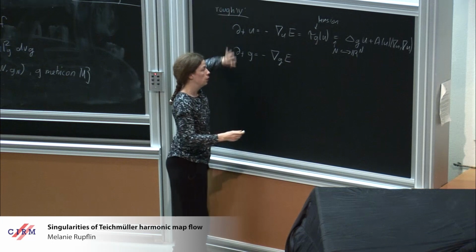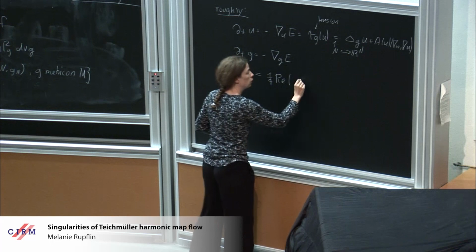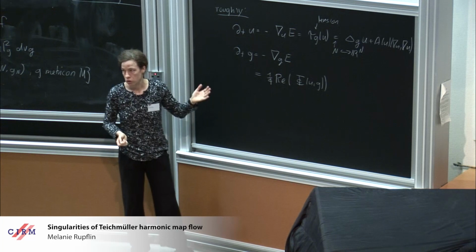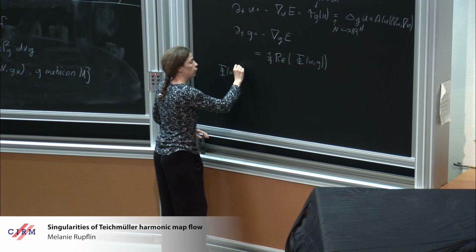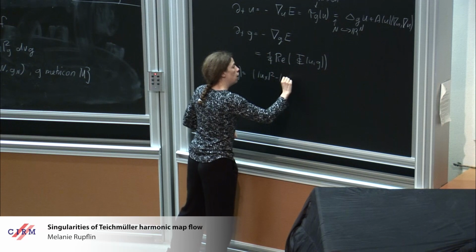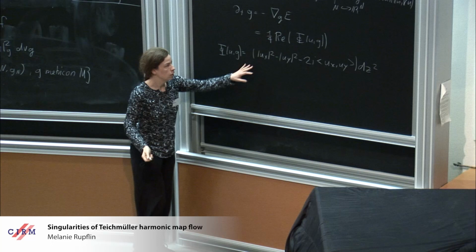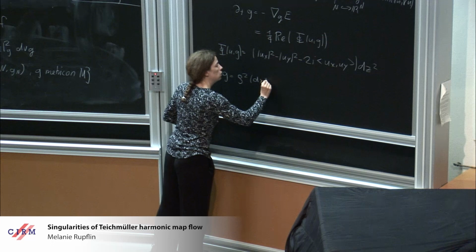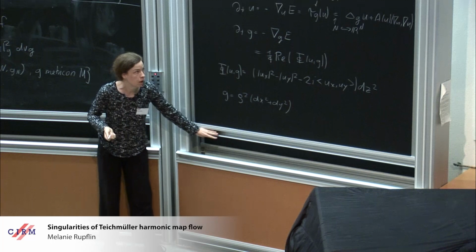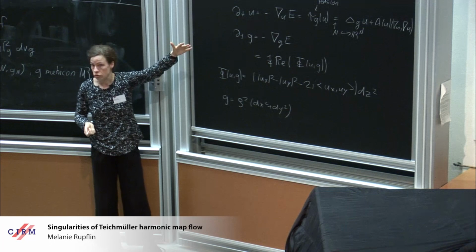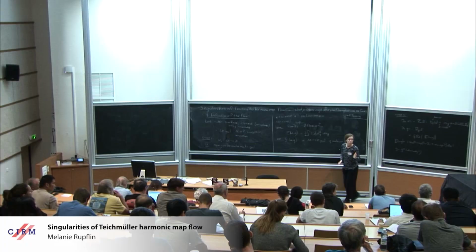So the easiest way of writing this down is as the real part of something complex. And this complex thing measures how conformal your map is. So phi of (u, g) here is the Hopf differential that we've already seen before. So I can write this in local coordinates as u_x squared minus u_y squared minus 2i u_x u_y dz squared, where x and y are simply isothermal coordinates of the g. So if g is rho squared (dx squared plus dy squared). So this is the first idea that comes to mind, that I want to flow u with the full gradient of the energy. I want to flow g with the full gradient of the energy with respect to the metric.